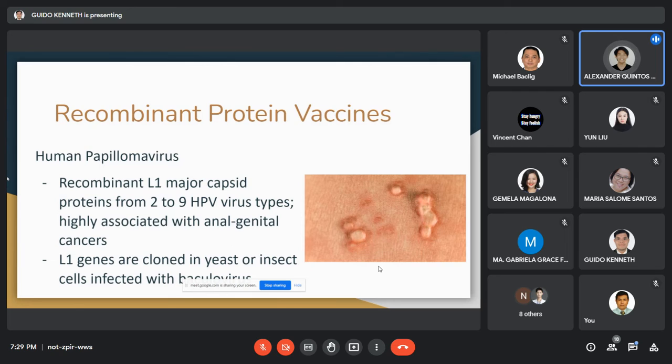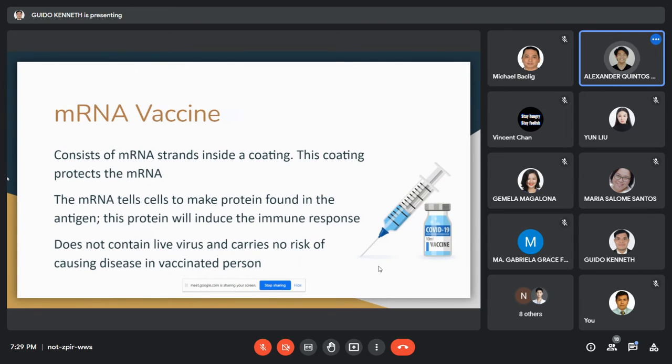Next slide, please. Another example is the human papillomavirus vaccine, which contains a recombinant L1 major capsid protein from 2 to 9 HPV virus types, which is highly associated with anogenital cancers. So these L1 genes are cloned in yeast cells as well, or insect cells infected with baculovirus, which is a virus that infects invertebrate cells. Next slide, please. So a relatively new vaccine type, but one that has been researched for decades, is the mRNA vaccine.